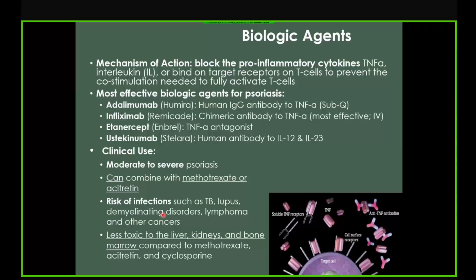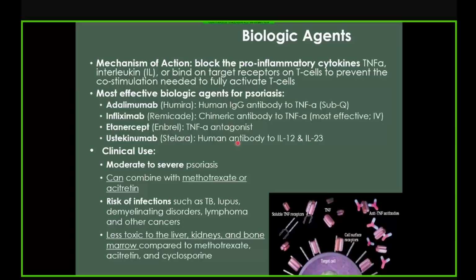Understand your mechanism: stopping the inflammation, those cytokines, stopping that, which then causes the cascade again, activating those T cells, the whole inflammatory response. We don't want that to happen. Most effective thing that we have for our psoriasis, you have your adalimumab, your infliximab, your etanercept, and your ustekinumab, okay? Humira, Remicade, Enbrel, and Stelara.